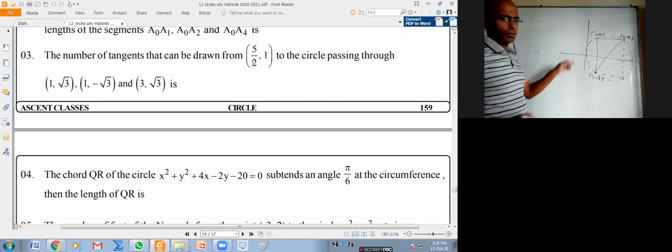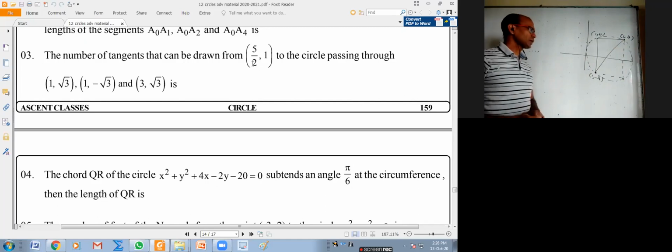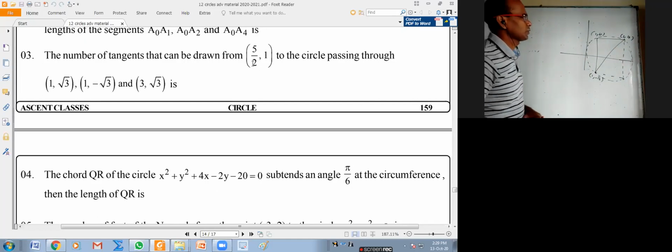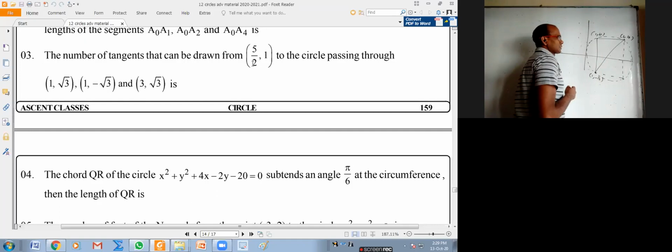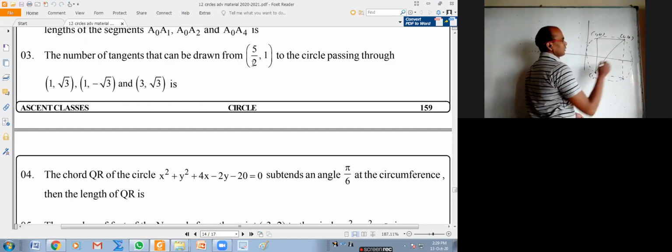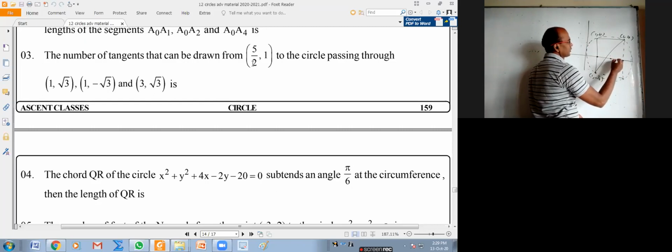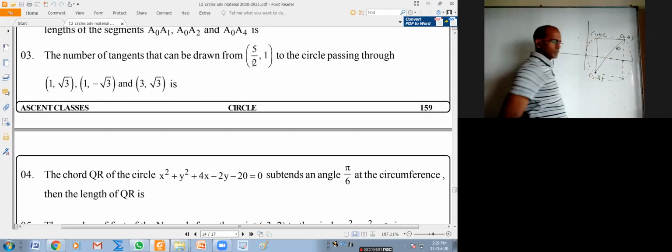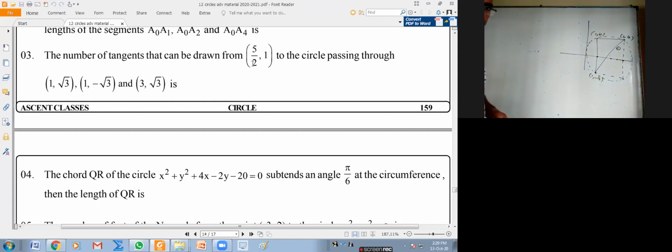Origin is inside or outside, you have to say carefully. But 5 by 2 comma 1, 2.5 comma 1, is well within the circle because it's within this rectangle. Because 3 is here, 1 is here, 2 is here, 2.5, and the y coordinate is 1, much below. It's already inside the circle, so you cannot draw any tangents from it.